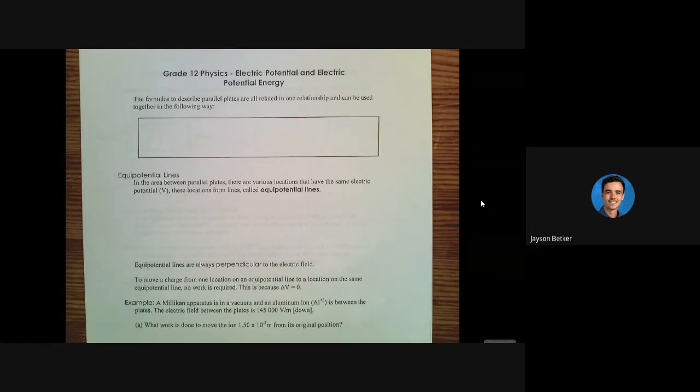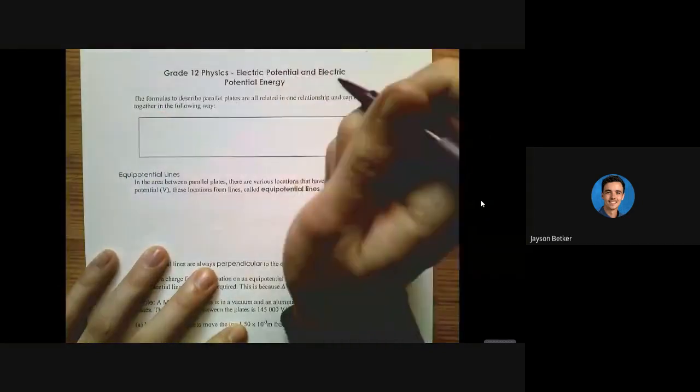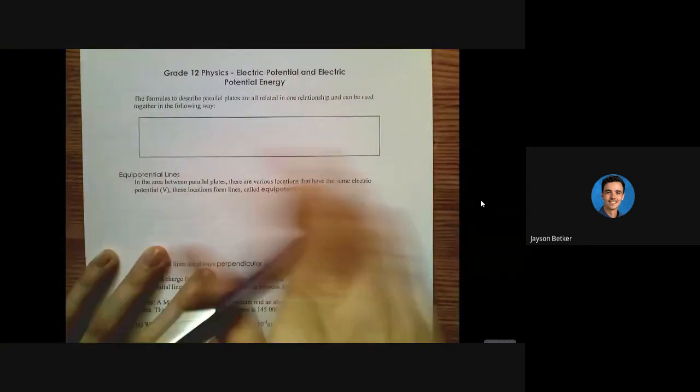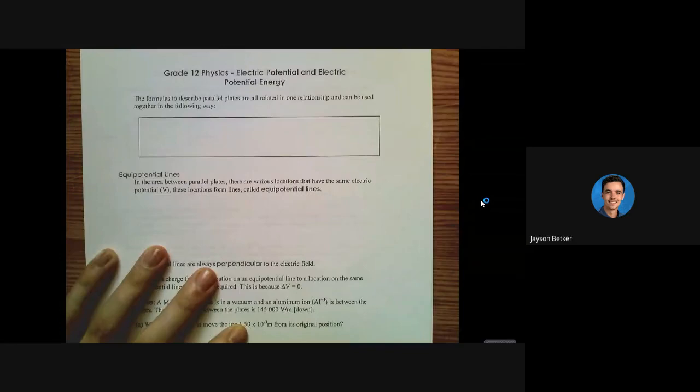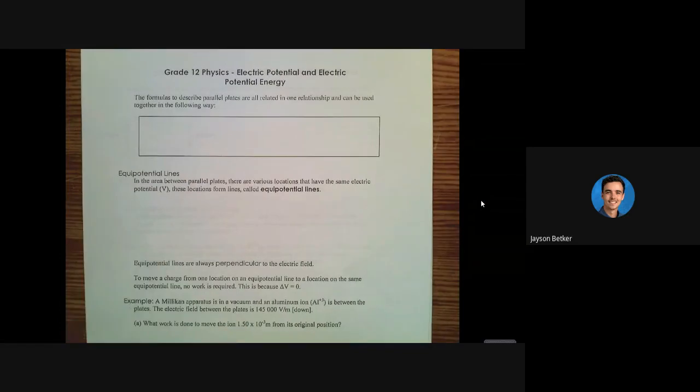So this following little formula, and it's not just one formula, it's actually a really big series of formulas, helps to describe the way that parallel plates are all related in one relationship that can always be used together in the following way. It looks, like I said, quite ridiculous, but it's so extremely useful for when you're doing these problems because you can just refer to this one big series at any point in any question and basically find the information that you need.